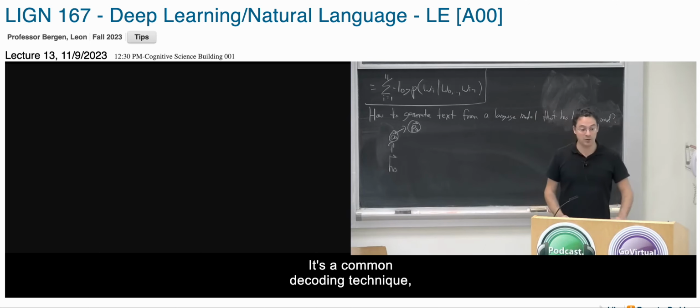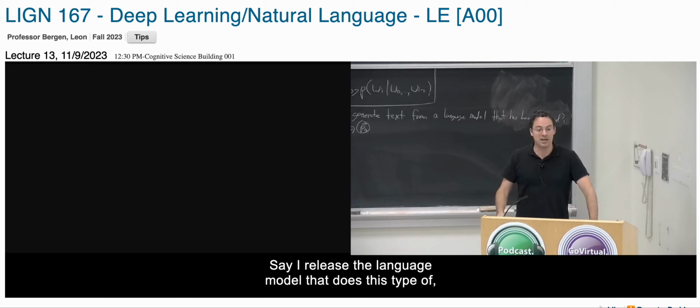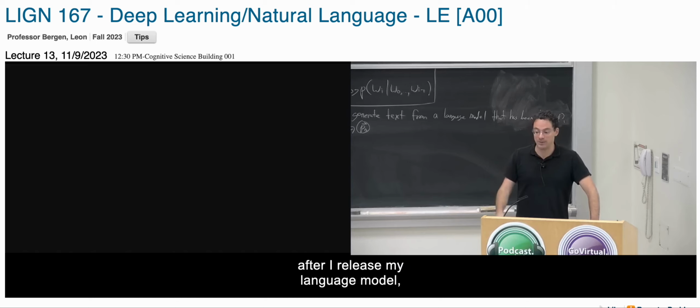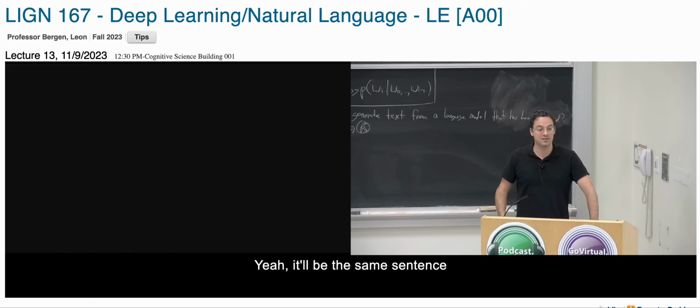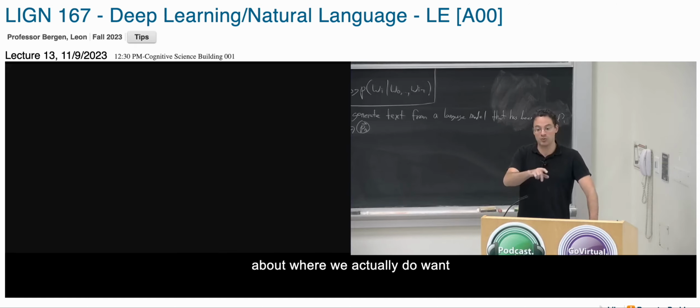So it's a common decoding technique, but I'm starting to generate a sentence from the very start. What will happen if I release a language model that does this type of decoding, called greedy decoding? What will happen as a result? Yeah, it'll be the same sentence every time. So we want a little bit of variety, at least in this setting. We'll talk about where we actually do want to use greedy decoding in a second.